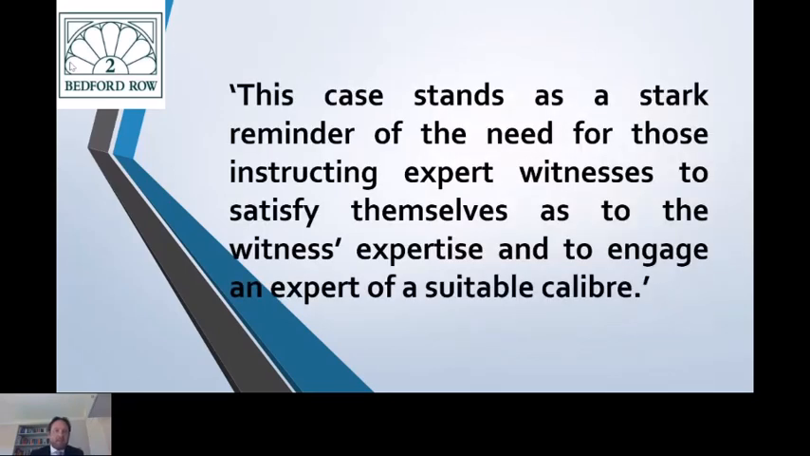This case stands as a stark reminder of the need for those instructing expert witnesses to satisfy themselves as to the witness's expertise and to engage an expert of a suitable calibre. Lord Justice Gross issued this reminder and warning in the case of Paybon in 2018, an appeal brought by a former Barclays trader after it was discovered that an expert witness relied on by the SFO had failed to comply with his basic duties as an expert.